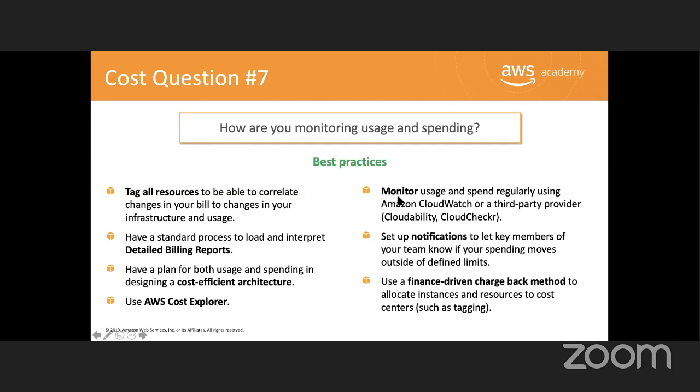So monitor usage and spend regularly using Amazon CloudWatch or third-party providers like Cloudability and Cloud Checker, okay? With those third-party solutions, set up notifications to let key members of your team know if your spending moves outside of defined limits. So that's SNS. Use the finance-driven chargeback method to allocate instances and resources to cost centers, such as tagging. Tagging again. All right.